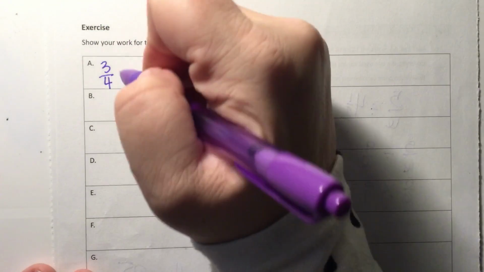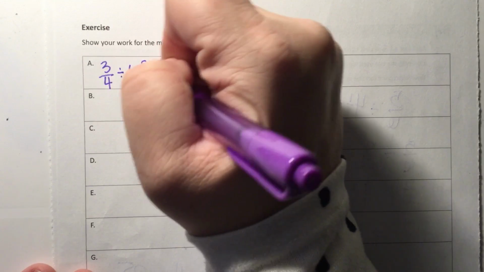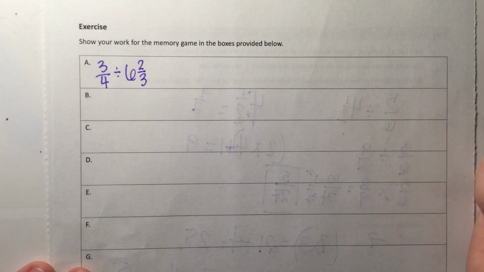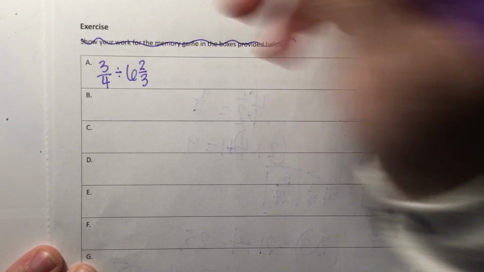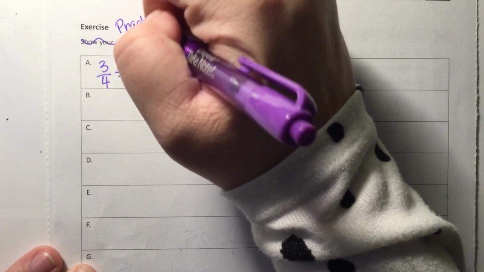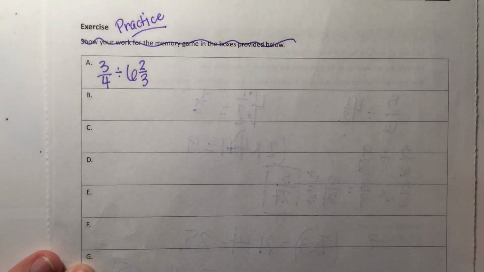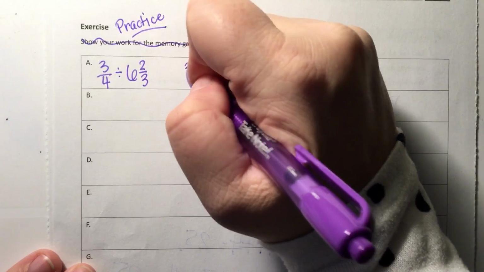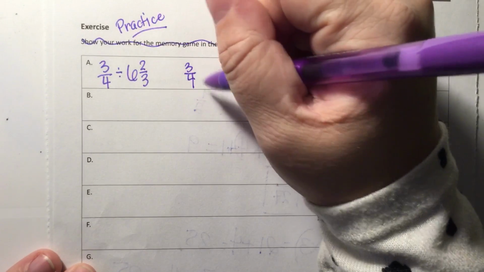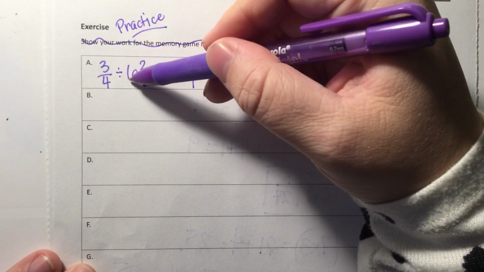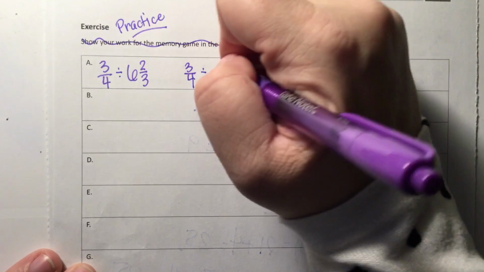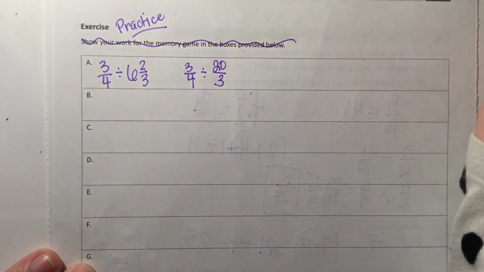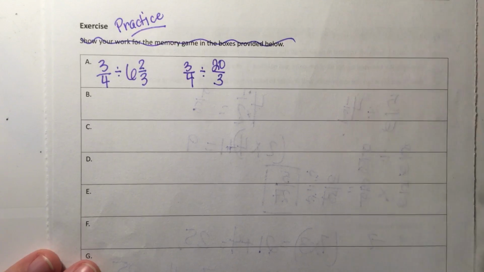So we know the first one is 3/4 divided by 6 2/3, okay? So first, that's my problem. So now we'll cross this out and just put practice. Okay, 6 2/3. So I have 3/4, right? And I'm just going to do this in my head. So 3 times 6 is 18, plus 2 is 20. Feel free to work this out on a separate sheet of paper. I have no problem with that.